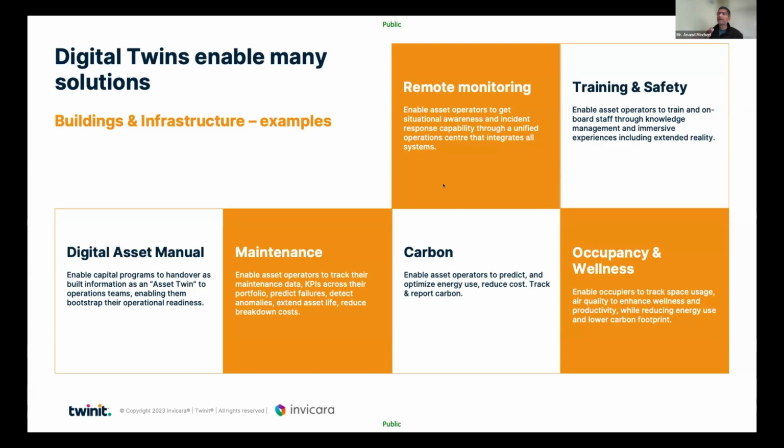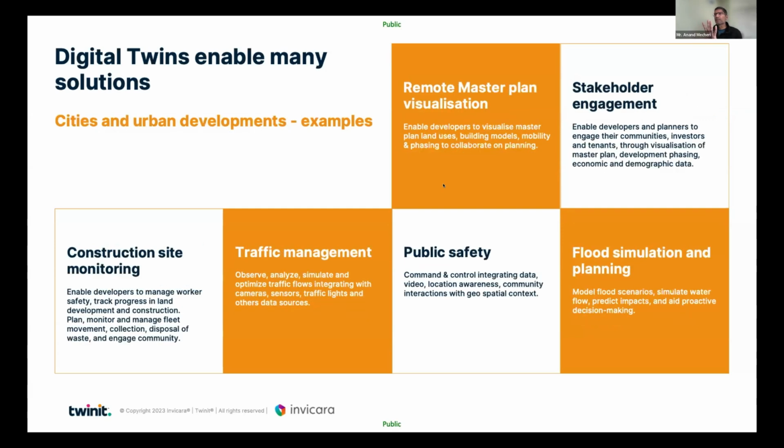Maintenance is a very vast set of use cases, from predicting failures to detecting anomalies to extending an asset life and so on. And digital asset manual, we touched upon it earlier, which is an asset twin that you could create when a construction program or project is getting handed over from construction to operations. These are some use cases for buildings and infrastructure.